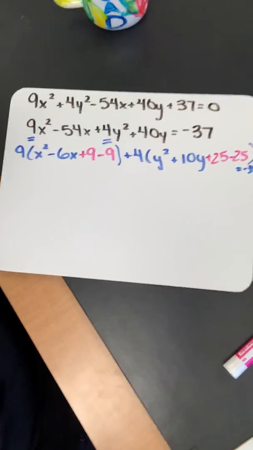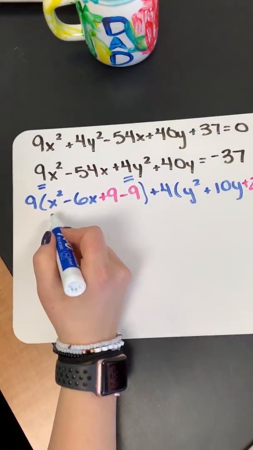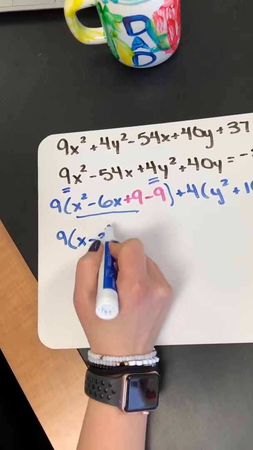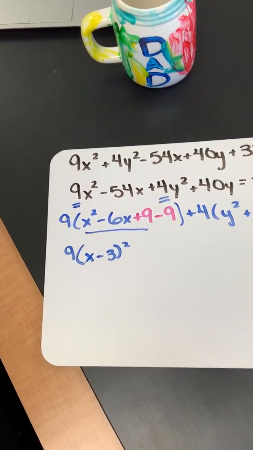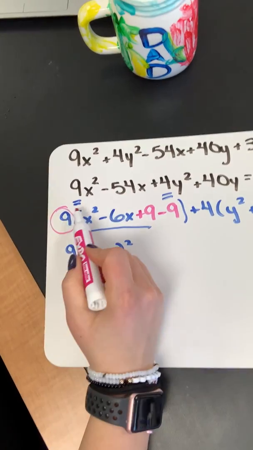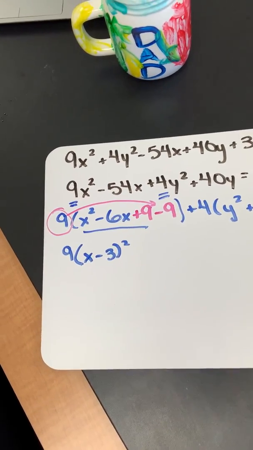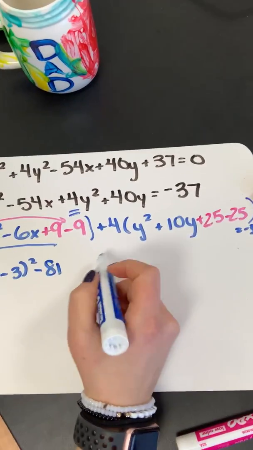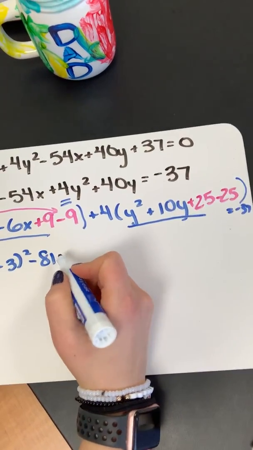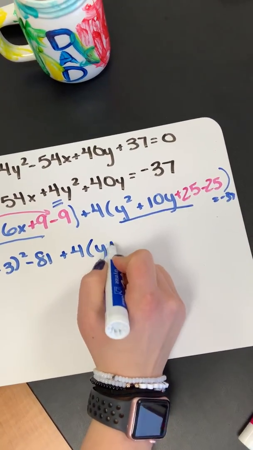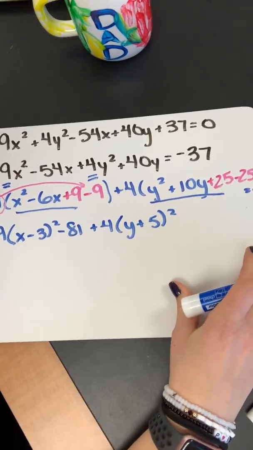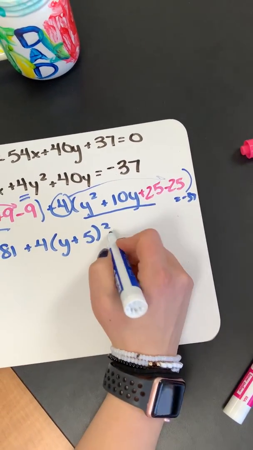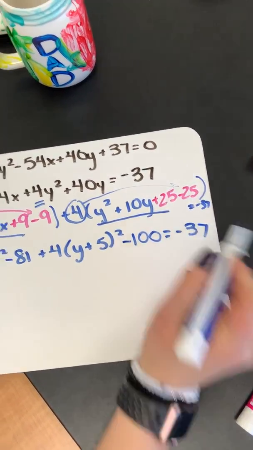Okay, so then from there, we have to factor. So we look at the first 3, perfect square trinomial, bringing down that coefficient, 9 times x minus 3 squared. But if you remember, in order to get out of the parentheses, you do have to distribute out that coefficient to that last term over there. So we have 9 times negative 9, which is negative 81. We then do the same thing for the next perfect square trinomial, bringing down that 4 out in front, y plus 5 squared. Distributing once again, 4 times that negative 25 is negative 100, and then is equal to negative 37.